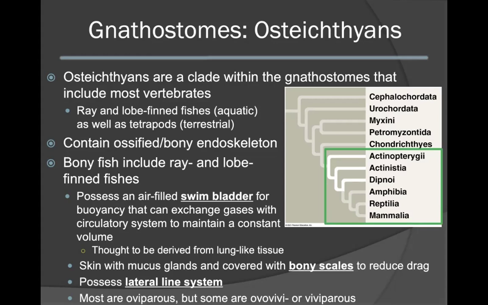Bony fish also have skin with mucus glands and are usually covered in bony scales to reduce drag when moving in an aquatic environment. Bony fish also possess a lateral line system, as we've seen in sharks and their relatives. Most bony fish are oviparous, however some can be ovoviviparous or viviparous.